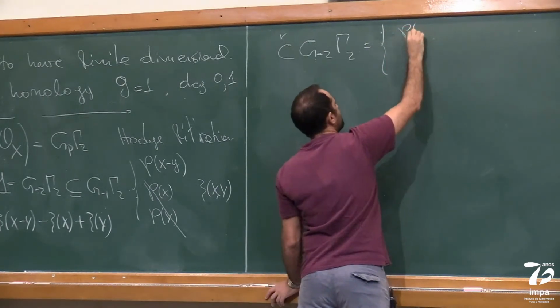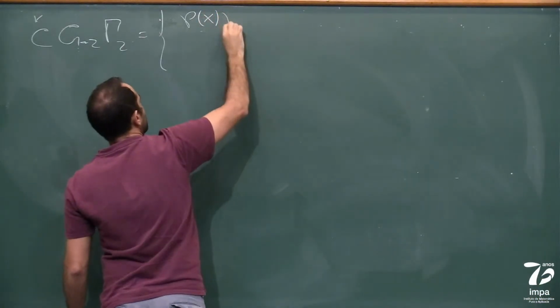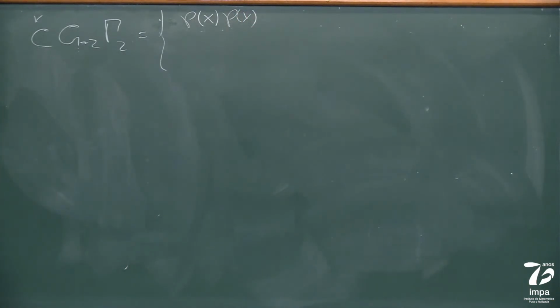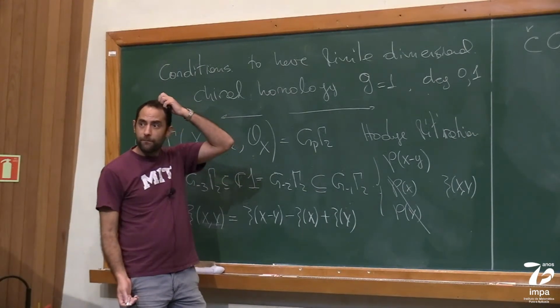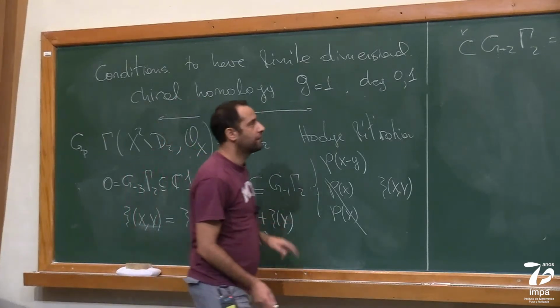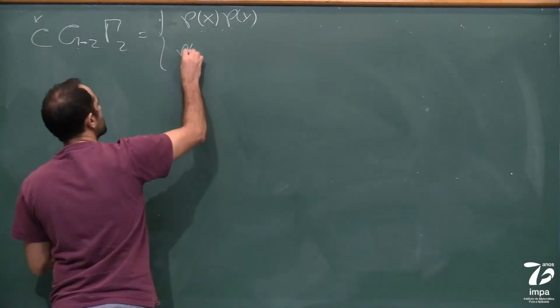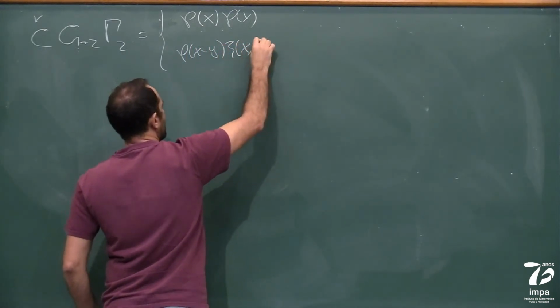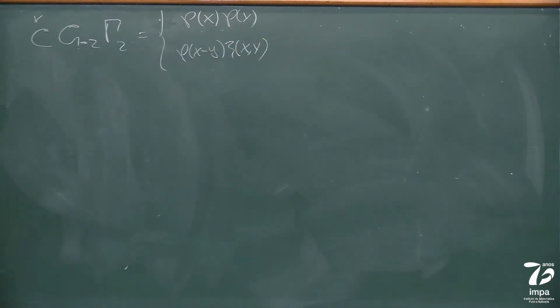For example, p of x times p of y. This guy, even locally, has poles along two of these components. So that guy is not going to be allowed in G minus 1. And the same for p of x minus y, zeta of xy, which is also not going to be allowed because that guy has poles too.